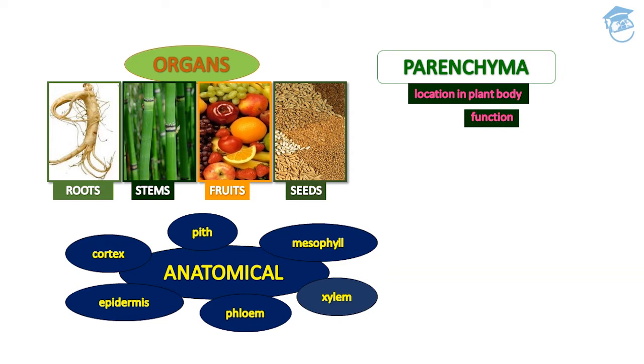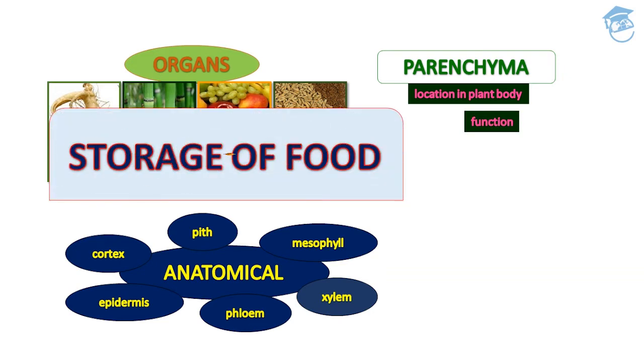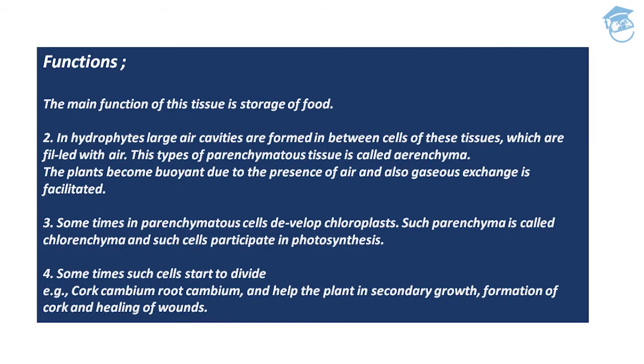Now what's the function of parenchyma, students? Storage of food, of course. The main function of this tissue is the storage of food. In hydrophytes, large air cavities are formed between the cells of this tissue which are filled with air. This type of parenchymatous tissue is called aerenchyma. It is a kind of parenchyma which has large air cavities within it, and that provides buoyancy to the aquatic plants so that they can float on water.